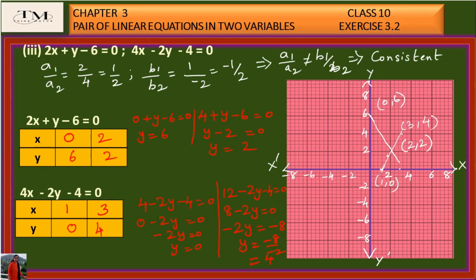both the lines intersect at their points. So I think they both intersect at 2, 2. So we can say the solution as x is equal to 2 and y is equal to 2. So this is the problem. If we get a1 by a2 not equal to b1 by b2, then the pair of linear equations are consistent and we get a unique solution, which is x equal to 2 and y is equal to 2. So I hope you can understand.